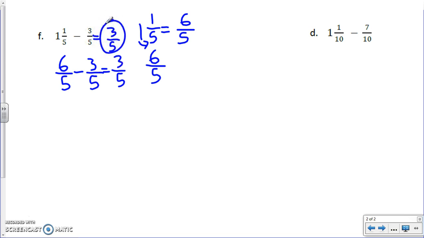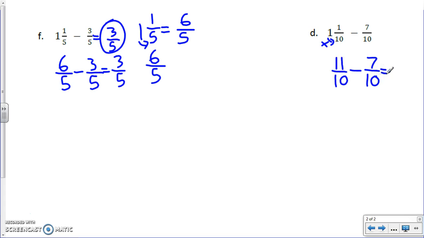For the next one with D, again, I have a mixed number, and I'm subtracting a fraction from it. If I look, 1 1/10 minus 7/10, I've already been given a common denominator, so that's going to make it a little easier. I'm going to start by putting my denominators. Now, 7/10, I'm not going to do anything to it, so I'm just going to write it below. And now I have 1 1/10. In order to turn this into a fraction, I need to take my whole number 1 times my denominator. So 1 times 10 is 10. Now I need to add in my numerator, which is 1. So 10 plus 1 is 11.